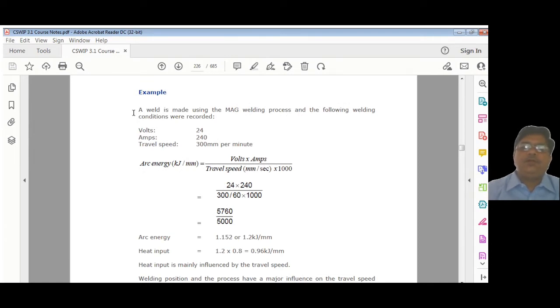Let's see an example. A weld is made using MAG welding, which is FCW or GMAW process, and the following welding conditions are recorded: voltage 24, amps 240, travel speed 300 per minute. I'll tell you how to calculate this. How will you measure voltage and ampere?